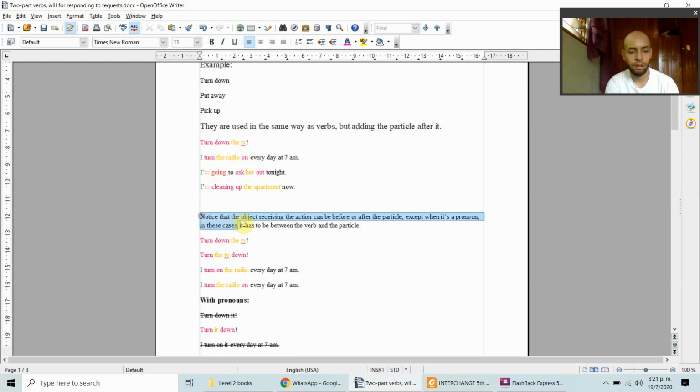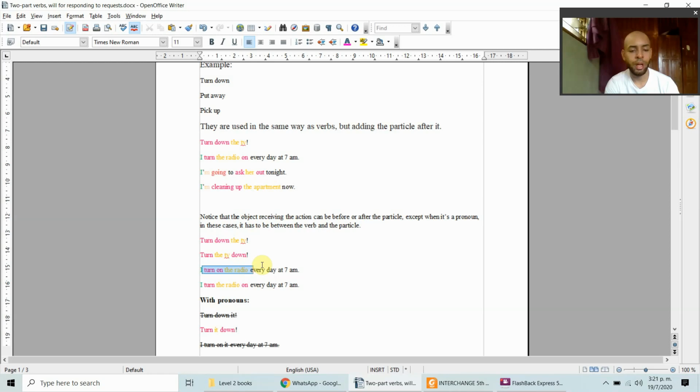So let's continue. Notice that the object receiving the action can be before or after the particle, except when it's a pronoun. In these cases, it has to be between the verb and the particle. Let's take a look. Turn down the TV. The object here receiving the action of the verb is the TV. So it can be after the particle or between the verb and the particle. You can say turn down the TV, or you can say turn the TV down.